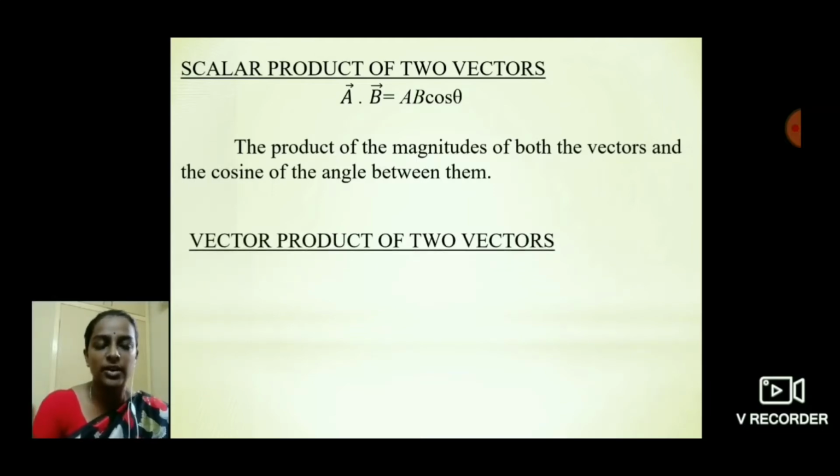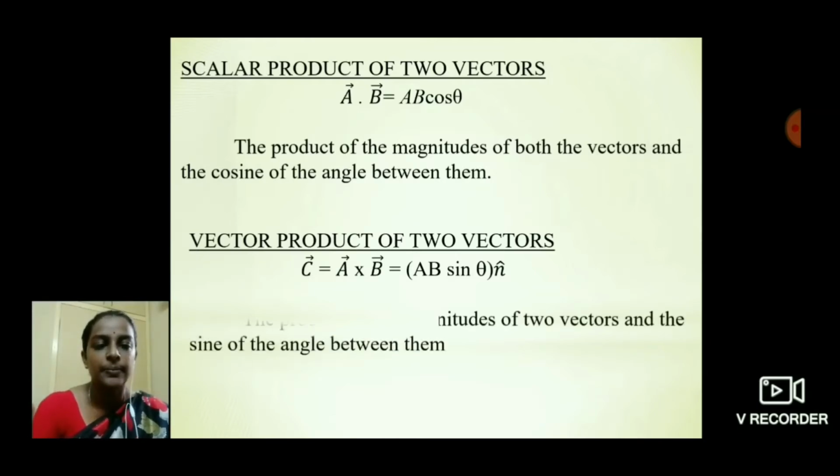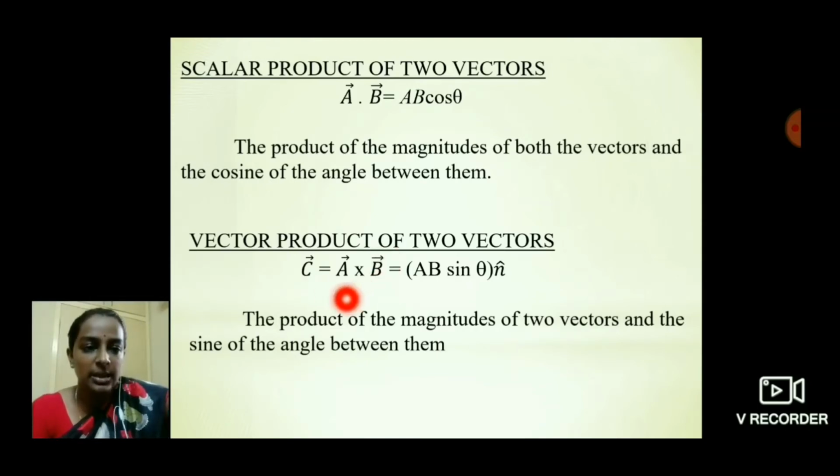Next is the vector product of two vectors, which is the cross product. So this is the formula for that. C is equal to A cross B is equal to AB sin theta into n cap. N cap is the unit vector. So we can define it as the product of the magnitude of two vectors and the sine of the angle between them, where we take the magnitude of A vector and B vector and the angle between them gives AB sin theta.